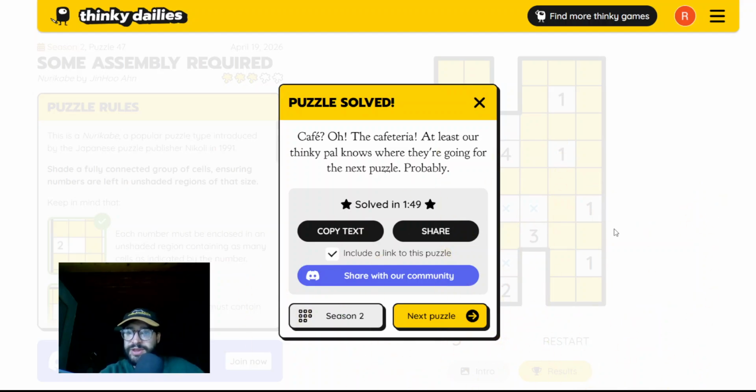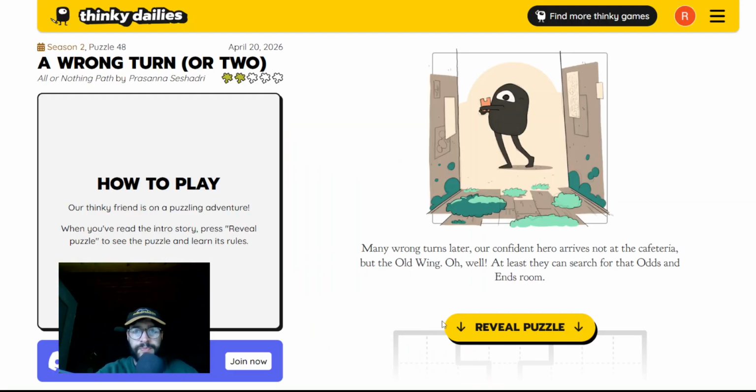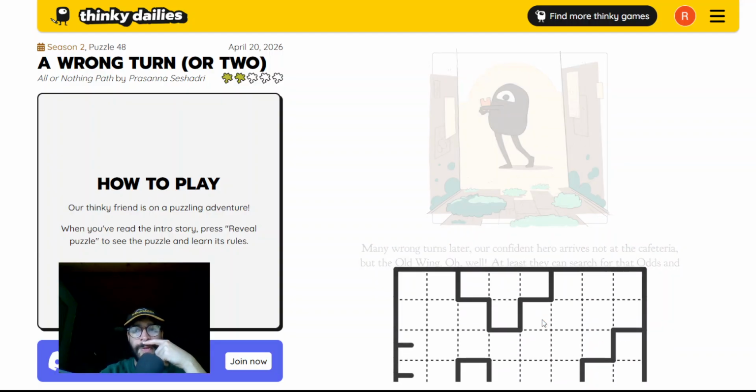Cafe? Oh, the cafeteria. At least our Thinky pal knows where they are going for the next puzzle. Let's go. A wrong turn or 2. All or Nothing Pass by Prasanna Seshradi. Many wrong turns later, our confident hero arrives not at the cafeteria, but the old wing. Oh well, at least they can search for that odds and ends rooms. Okay.